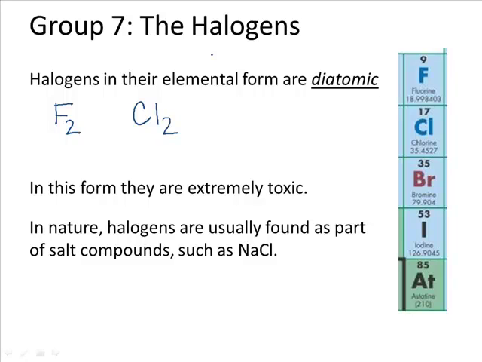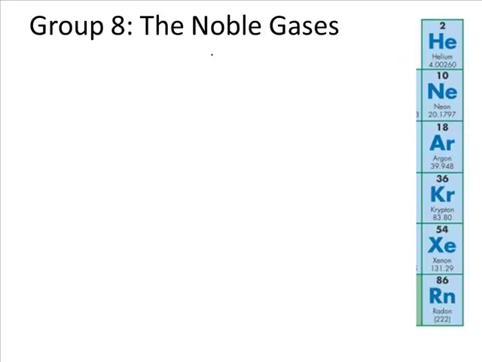The last group on the periodic table that also has a name is Group 8, which is also called the noble gases. The noble gases, helium, neon, argon, krypton, xenon, and radon, are gases. And they got the term noble basically because these are the snobs of the periodic table. They're too good for everybody else.